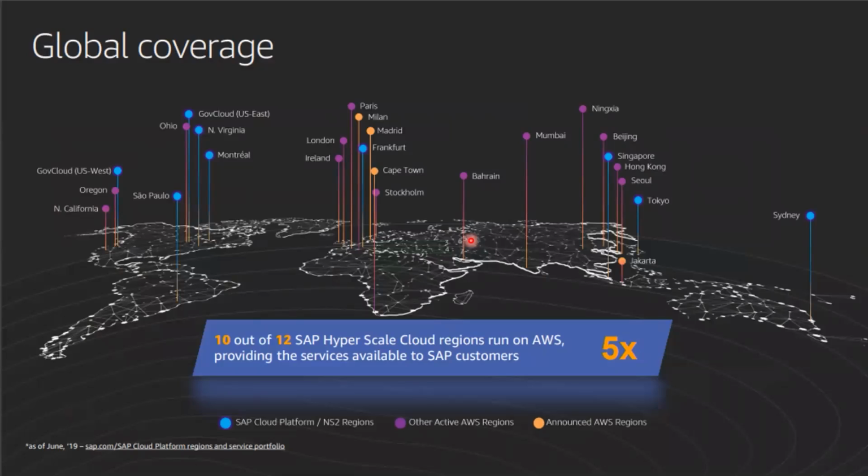So AWS has global coverage. We have 22 regions and many others are planned. To give you an idea, these are some of the regions. Yes, we have a region in Africa, South Africa, that's also highlighted. So you can choose any of the regions to deploy or run your SAP workload. All of these regions are available to you, except for GovCloud.